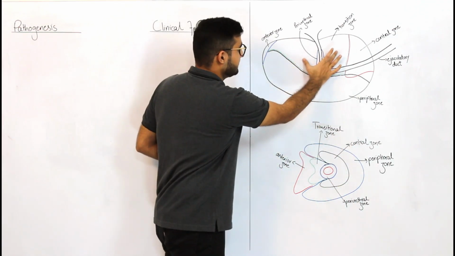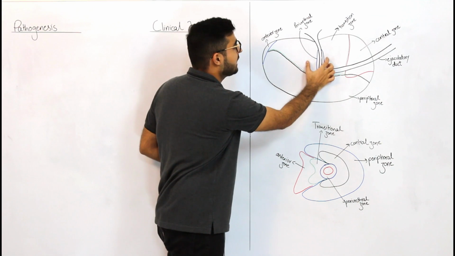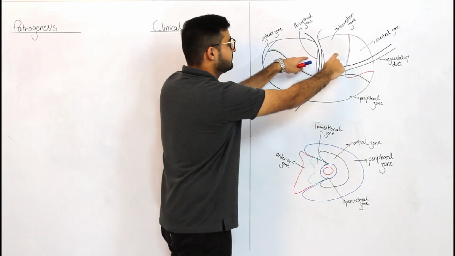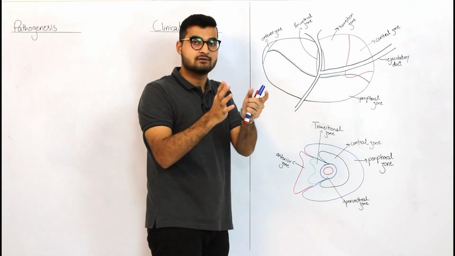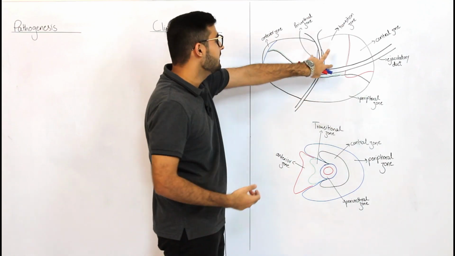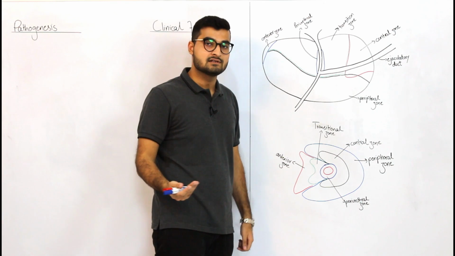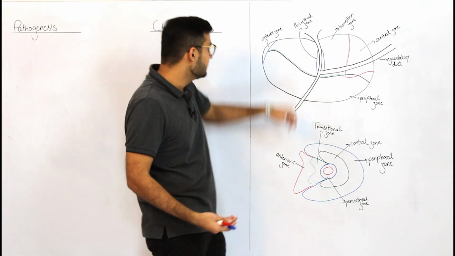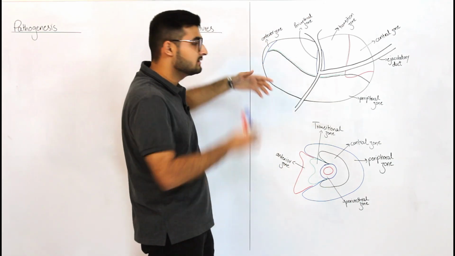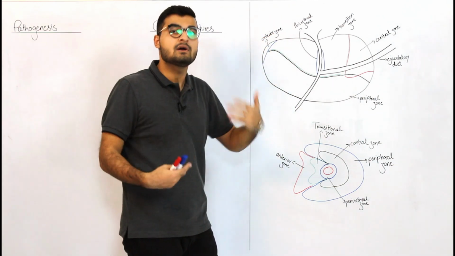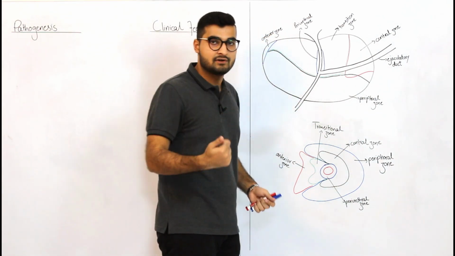So this part is going to be your transitional zone, outside the periurethral zone. So urethra, periurethral zone, and then outside that you will have your transitional zone, this, and this is going to be your transitional zone. Anterior to the transitional zone, what did we have? We had the anterior zone. So this is going to be your anterior zone in such a view, which is going to be made up of your fibrous part. Now the peripheral zone.